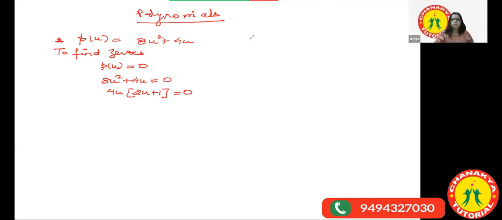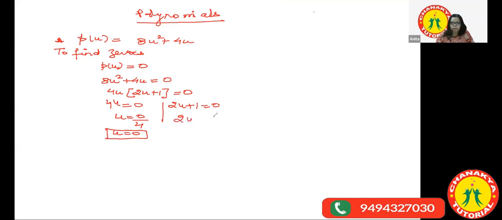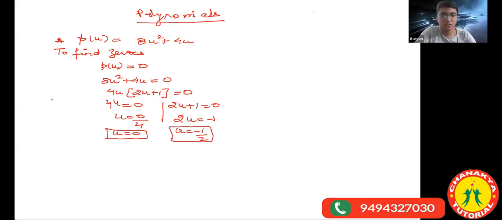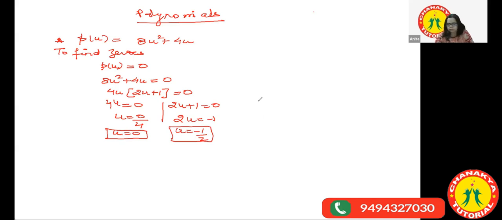Now, we have two factors. So, you will put 4u is equal to 0 and 2u plus 1 equal to 0 separately. When 4u is 0, the value of u is 0, and 2u is equal to minus 1, so the value of u will be minus 1 by 2. Ma'am, your voice is only audible. I'm not audible.